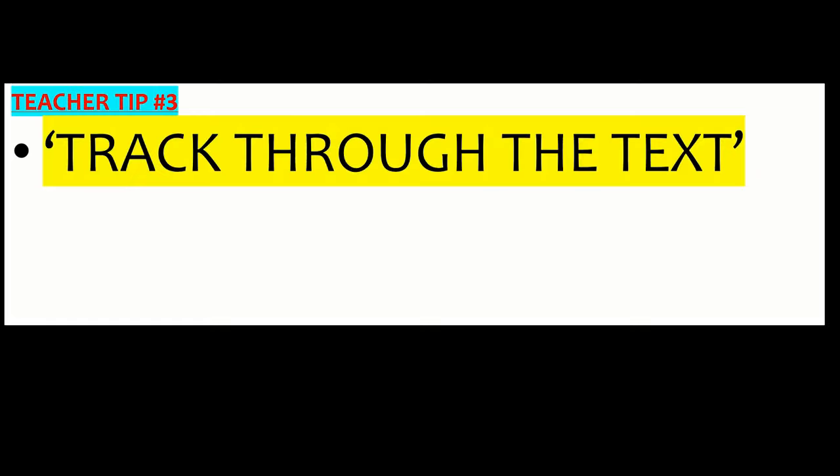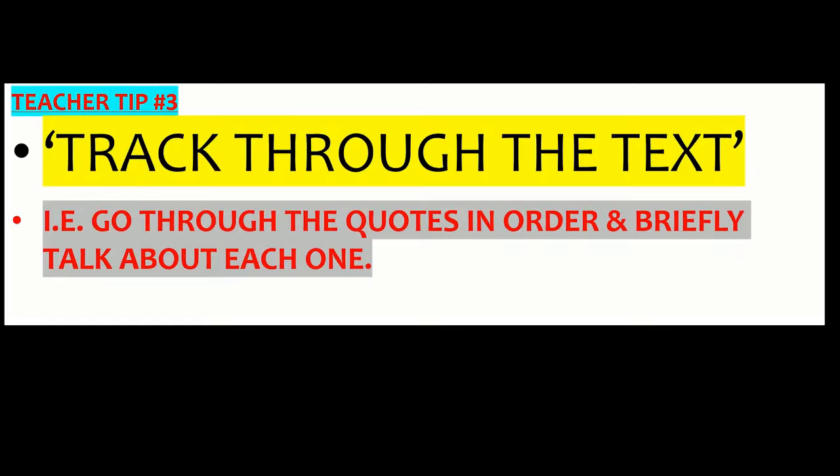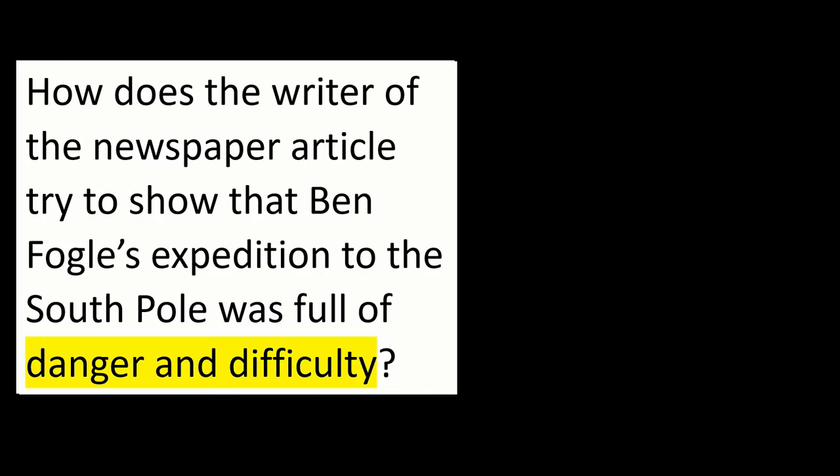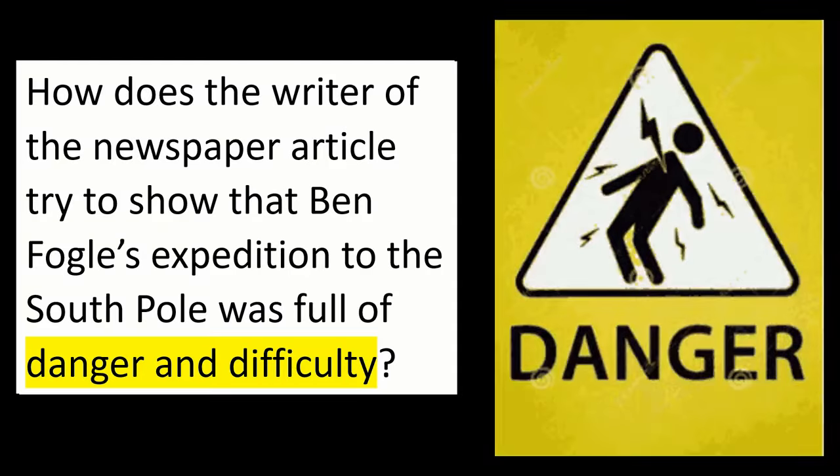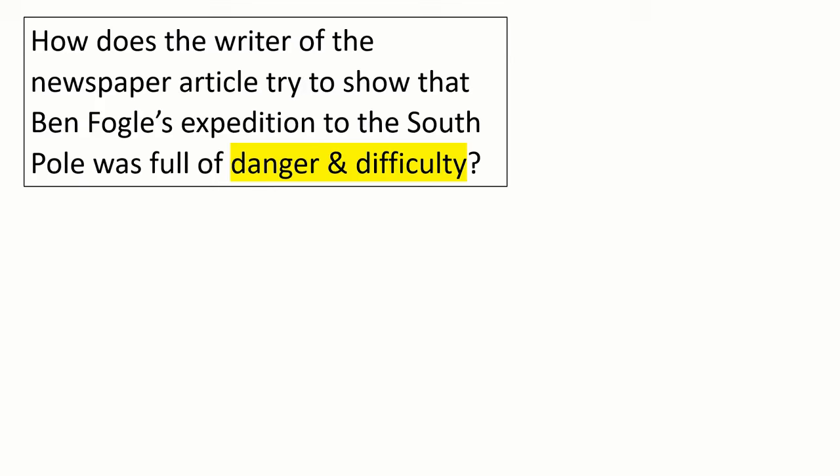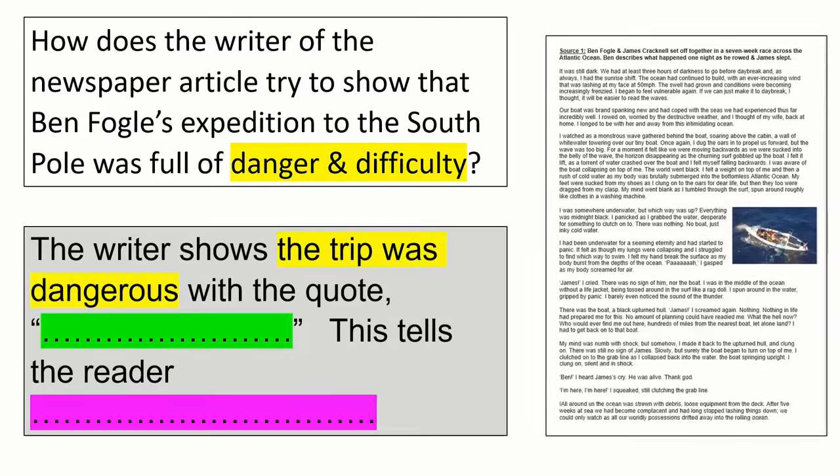And one other tip for this question is track all the way through the text, go through the quotes in order, and briefly talk about each one. The more quotes, the better. So again, the question was how does the writer show the trip was difficult? So you're looking for 8 to 10 quotes, just underline them on the extract to show that it was difficult. And that's your sort of rough structure.